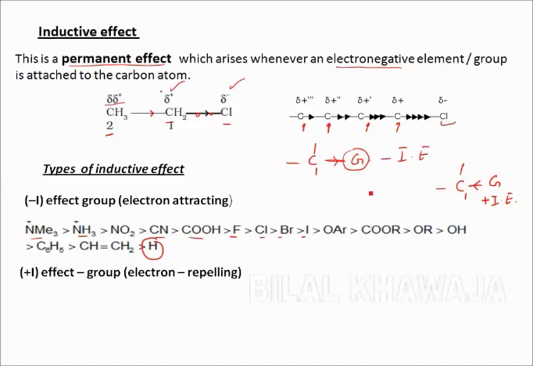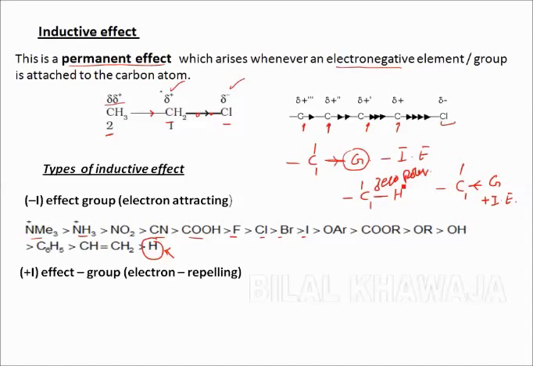There is almost a negligible difference in electronegativity between the carbon and the hydrogen, so we say this carbon-hydrogen bond is not polar, or has almost zero polarity. So we take it as a reference. That's why you find the hydrogen at the last.